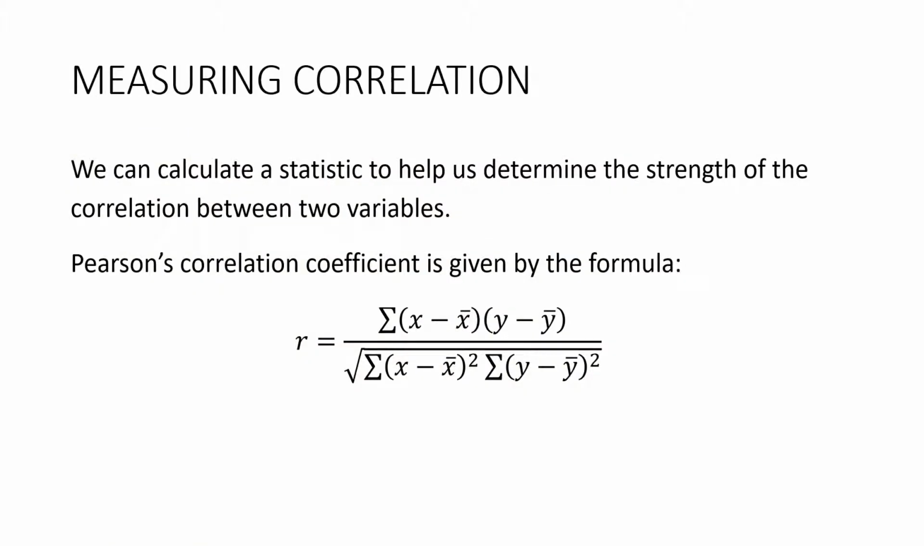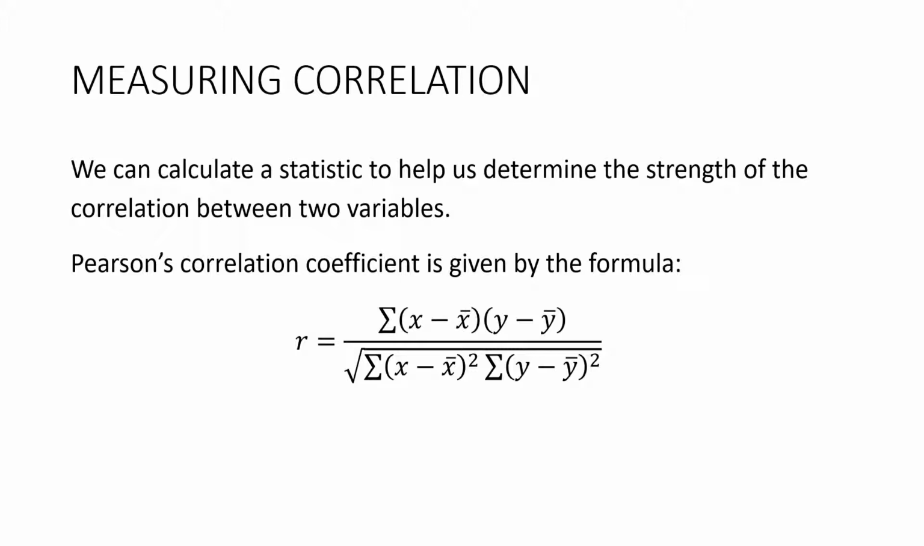Let's have a look at how we measure correlation. We can calculate a statistic to help us determine the strength of the correlation between two variables. It's called Pearson's correlation coefficient. It's given by that horrendous looking formula there, and it's got the symbol R.